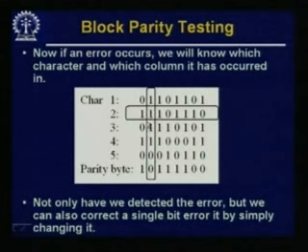Since we know that this is the bit which is in error, I can simply flip it, and now at the receiving end itself, without any referring back to the transmitter, we have got the correct one. So, we can not only detect errors, we can also correct single errors in block parity testing.